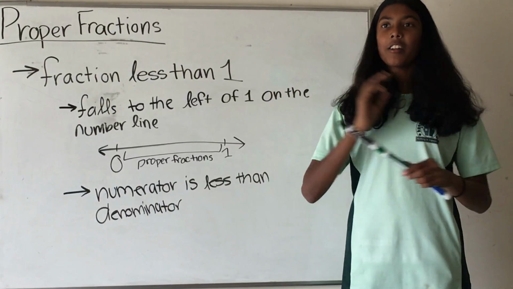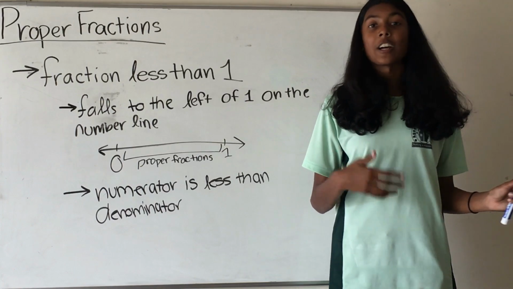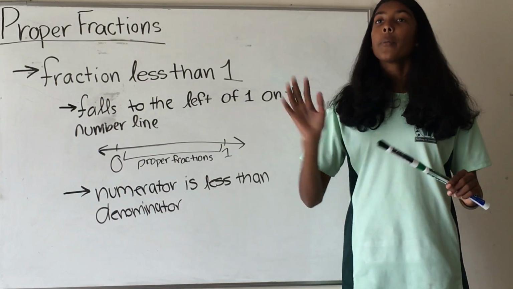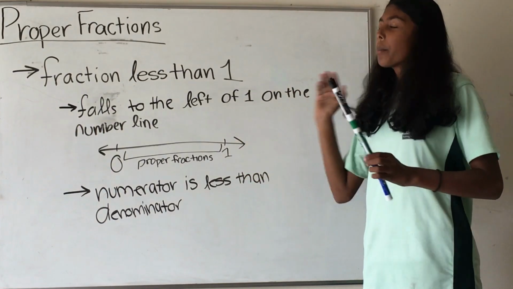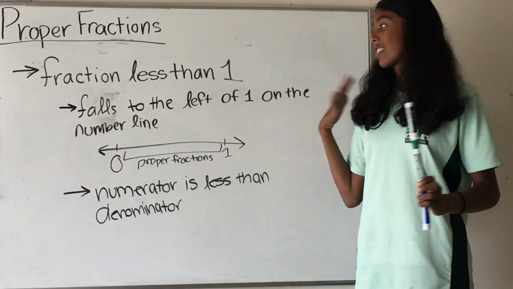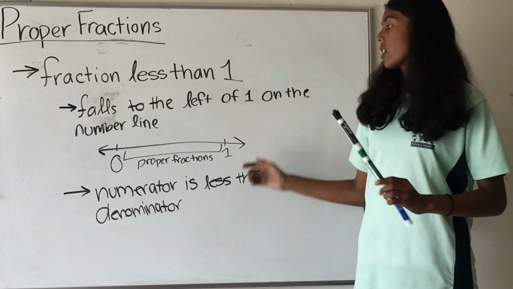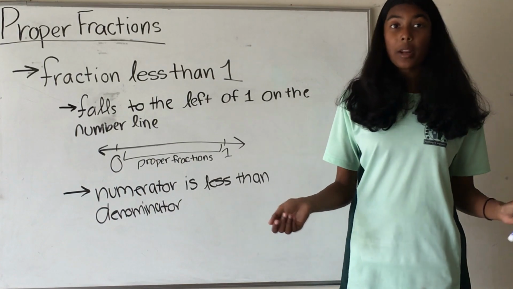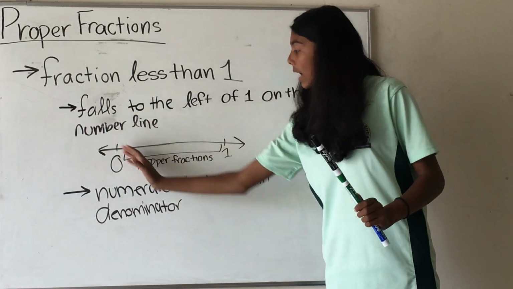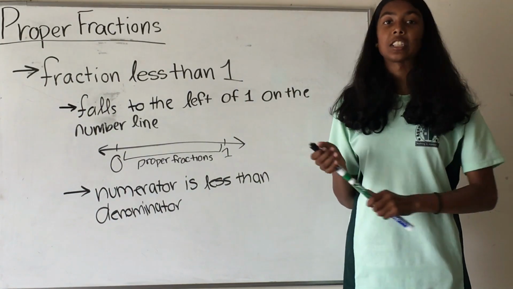Okay, so there are 3 types of fractions. There's proper fractions, improper fractions, and mixed fractions, but we'll get onto the other 2 later. We'll start with proper fractions. Proper fractions are fractions that are less than 1, and they fall to the left of 1 on the number line, and the numerator is less than the denominator. And this entire area here, they all are proper fractions.